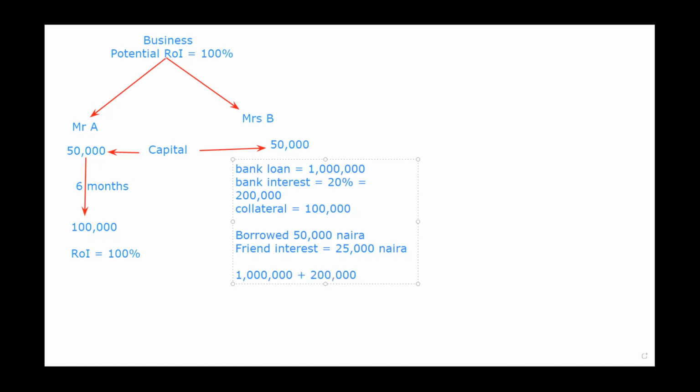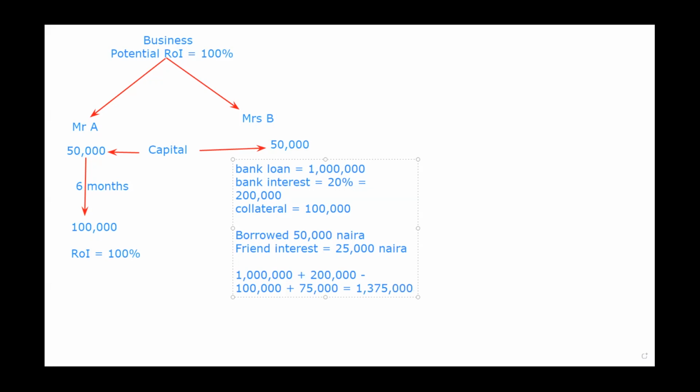If he's able to return the money, they're going to give him back his collateral, which is 100,000 naira, right? And then he's going to pay his friend 50,000 naira plus 75 now with the interest. Okay, so everything that he now needs to pay back, when you add all of these things together, that's going to be 1,375,000. That's how much he needs to pay back.